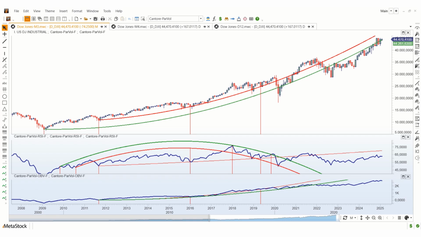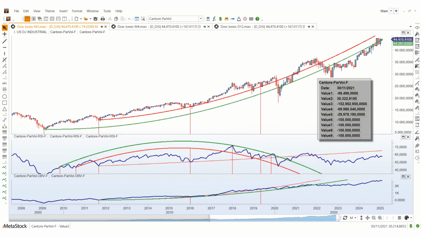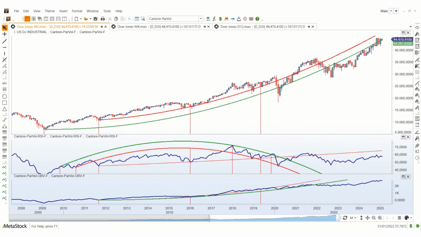Hello. In another video aimed at illustrating the methods of nonlinear graphical analysis, this figure was presented which sees the application of some parabolic involutes both to the Dow Jones Index, here expressed on a monthly time frame, and to two of its algorithmic indicators, such as the RSI indicator and the OBV indicator.